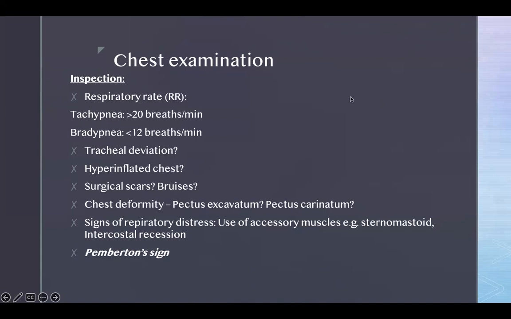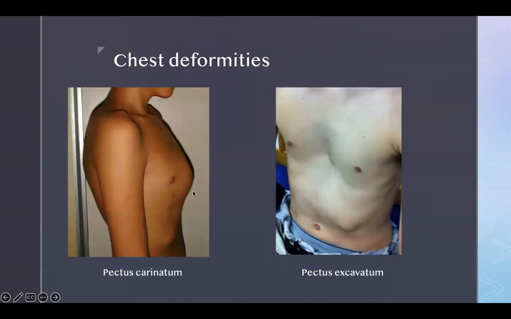Then look for any chest deformity. The two common deformities we can get asked about in exams are usually pectus excavatum and pectus carinatum, and I'm going to demonstrate that in a picture for you. So here's pectus carinatum, in which it's bulging outwards, and then in excavatum, or they call it the shoemaker chest, there's an invagination inwards of the chest. They call it the shoemaker chest as if the shoemaker puts the shoe on their chest in order to clean it. So it'll be going inwards.